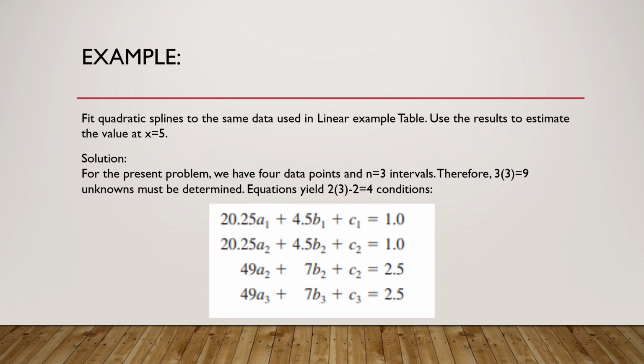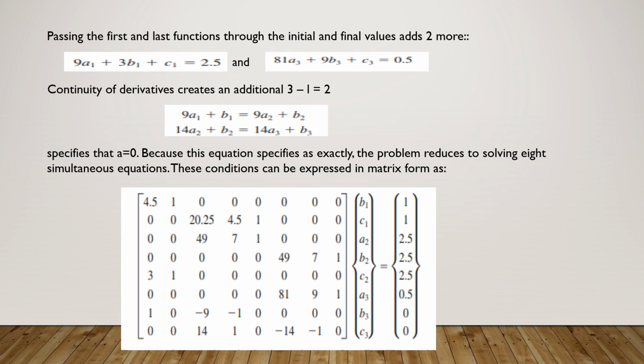Example, fit quadratic splines to the same data used in the linear example table. Use the result to estimate the value at x equal to 5. So, ginamit lang din dito yung example dun sa linear spline, given dun sa table. Dito meron tayong 4 data points, 3 intervals, 9 unknowns, and 4 conditions. So, passing sa first and last function ng final and initial values, magdadagdag tayo ng dalawa. Ito na yun, 9a_1 plus 3b_1 plus c_1, so on and so forth. Continuity of derivatives creates an additional 3 minus 1 is equal to 2.